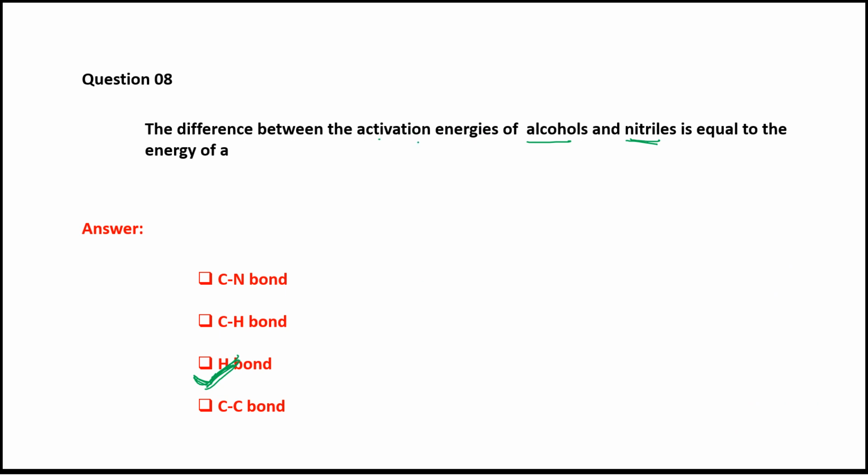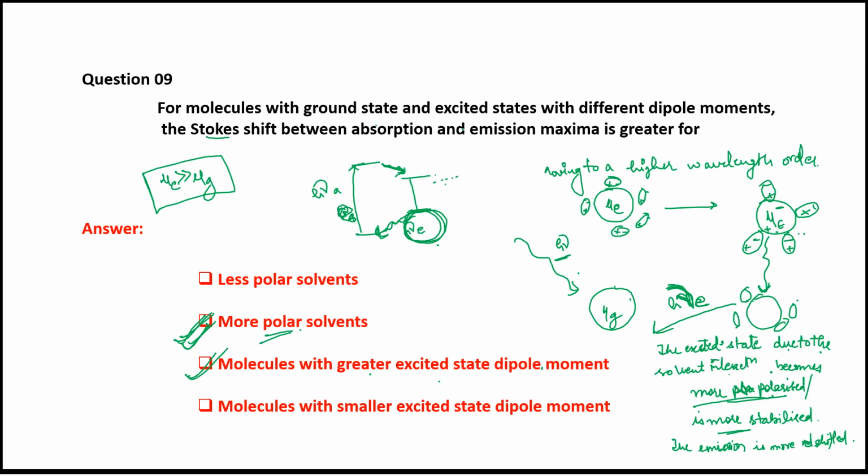Then we studied how the difference in the activation energy of acetonitrile alcohol and nitrile bond, that is, the energy difference in the activation energy is equal to the value of the energy of a hydrogen bond. Then we also studied how the dipole moment in the ground state and excited state and the polarity of the solvent affect the emission and absorption.